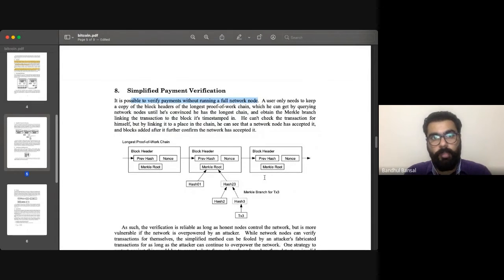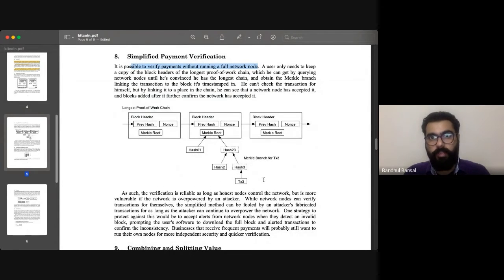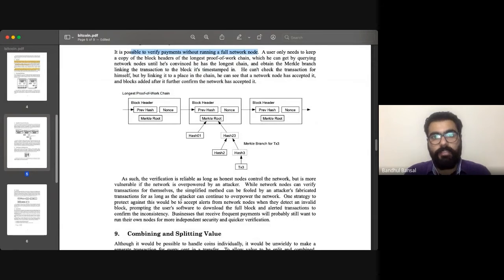But again, this particular system has some disadvantages. Like it is yet to prove itself. It is very easy to fool this particular network if it is overpowered by an attacker, right? What an attacker can do is an attacker can actually include transactions that could not then be verified, because in running only block headers, you will not be verifying where this Merkle root came from, right? And this particular verification would cease to exist.